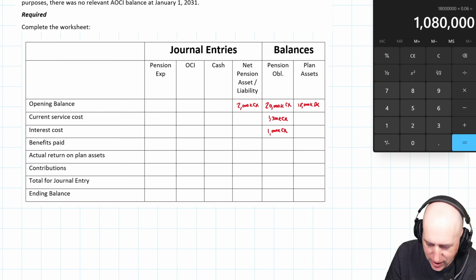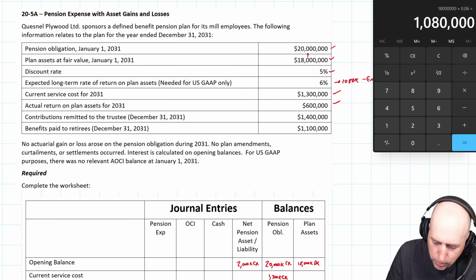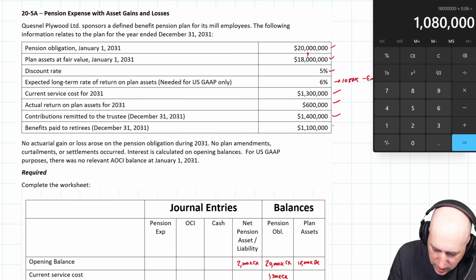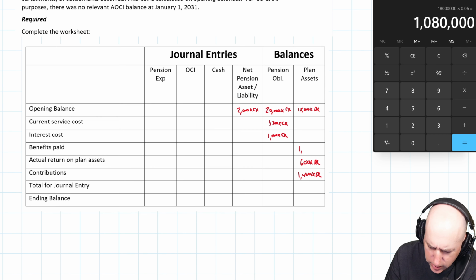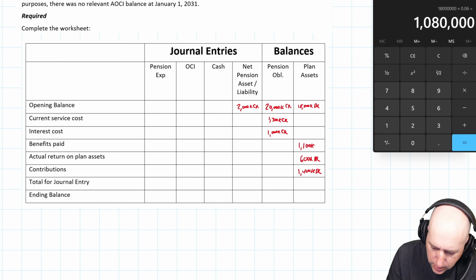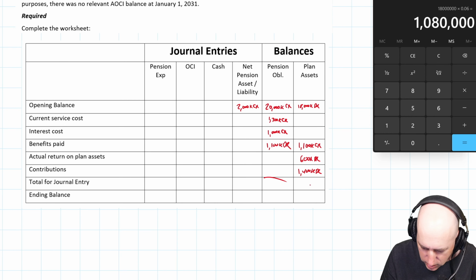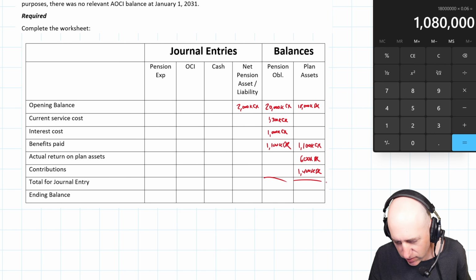Actual return on assets, yes, our plan assets did grow by 600K. Debit, make them grow. Contributions remitted to the trustee, 1.4 million. Well, that also makes our plan assets grow, sending money to the trustee. Benefits paid, that makes both our assets and our obligations shrink. Was it 1.1? Yeah, 1.1 mil. If I pay the benefit, it comes out of the asset and it pays down the liability. Okay, I think that's everything. So let's add these up and get our ending balance in the obligation and in the plan assets for the year.